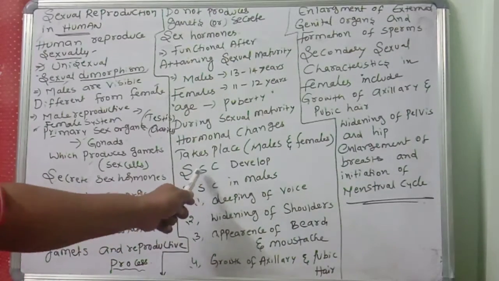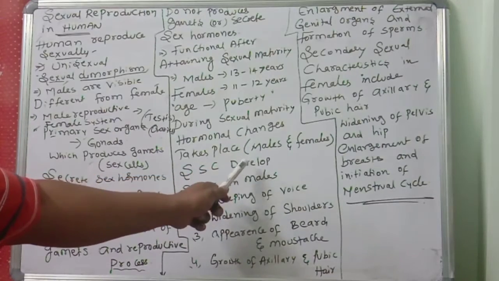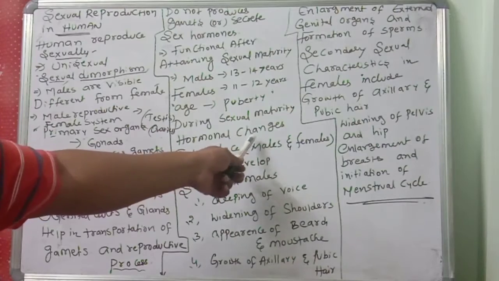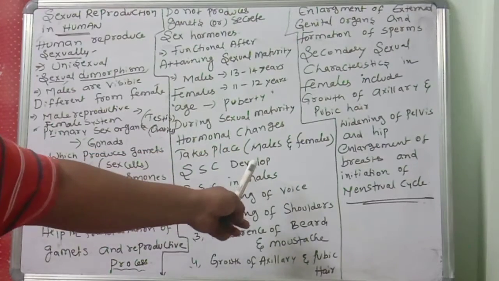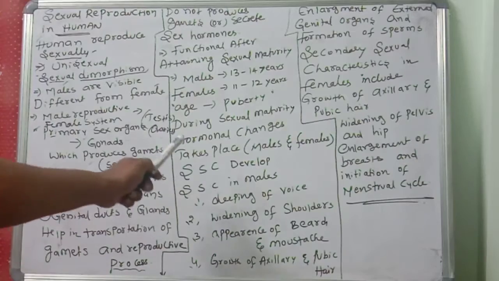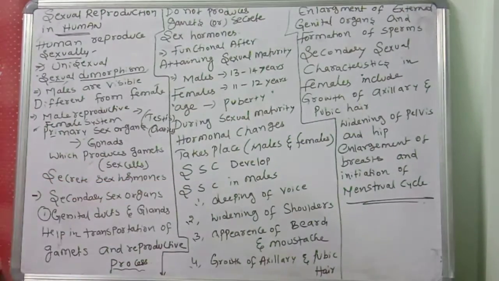Secondary sexual characters. What does SSC mean? Secondary sexual characters develop in puberty because of hormonal changes. Testosterone, estrogen and progesterone are some of these hormones. Because of those hormones, the development of secondary sexual characters takes place.